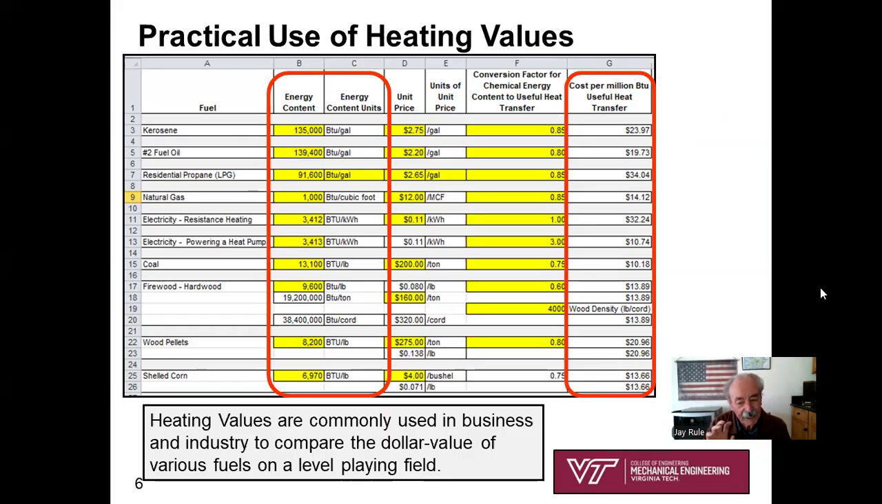So I just thought I needed to throw that in, certainly needed to define higher heating value and lower heating value. I got that from my power generation class as an undergraduate. You may or may not get that in your thermodynamics class.